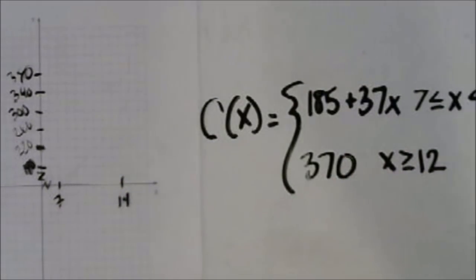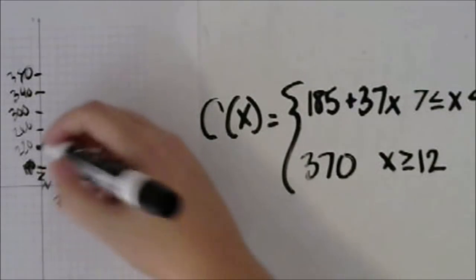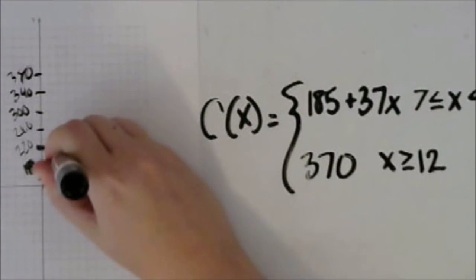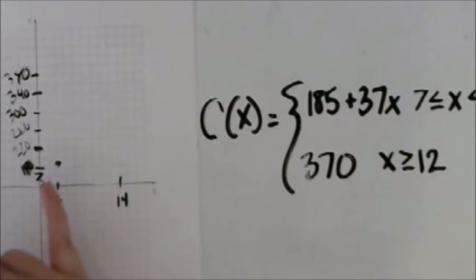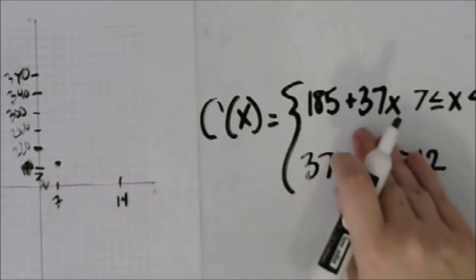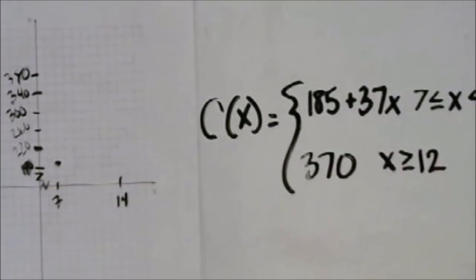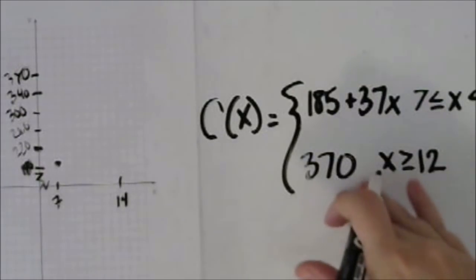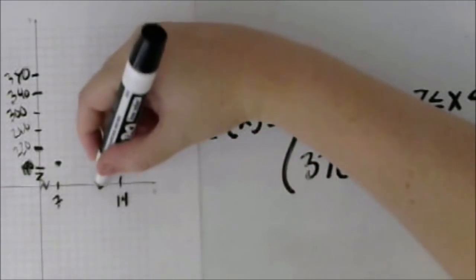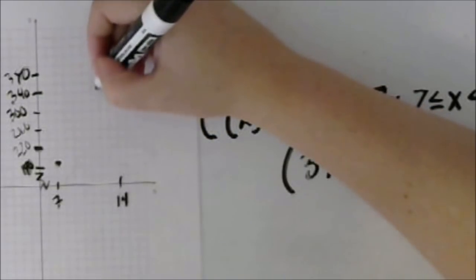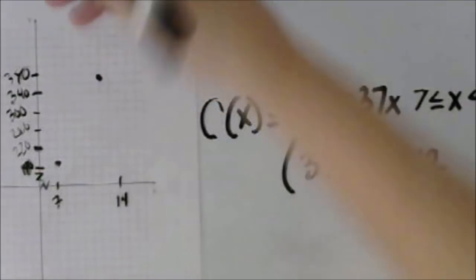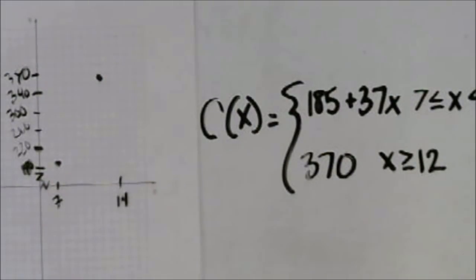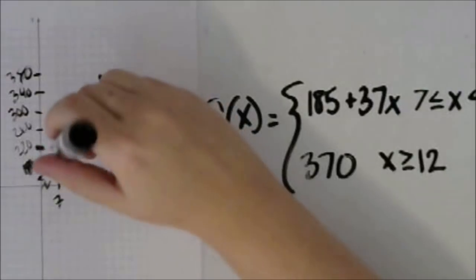So I'm going to put my first point at 7, 185, which is slightly above 180. I am using a closed circle, so that dot will be my final dot. And then rather than trying to do a slope of up 37 and over 1, I'm just going to use the fact that day 12 is $370 and jump straight to day 12, 370, which should be up here close to 380. This dot will have to be an open circle because it does not include that value.